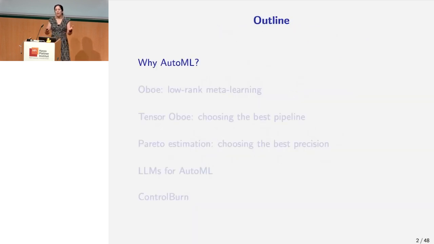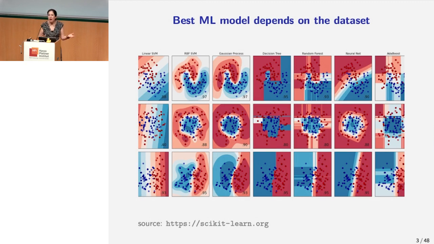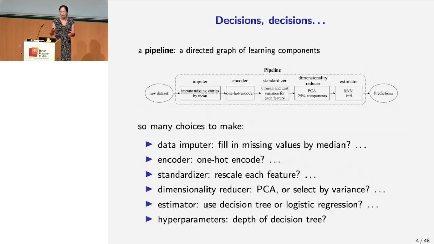So, why automated machine learning? I don't have to make the case to this audience that the best machine learning model obviously depends on the data set. Okay, so different machine learning models perform best on different data sets. How do we choose the right one? So we're going to start in this setting where we're choosing, let's say, a pipeline of machine learning components. This was the original vision of the D3M competition. It's the sort of CASH setting of combined algorithm and hyperparameter search.